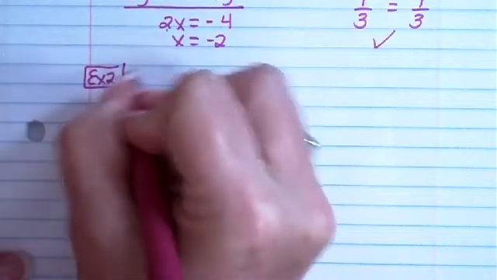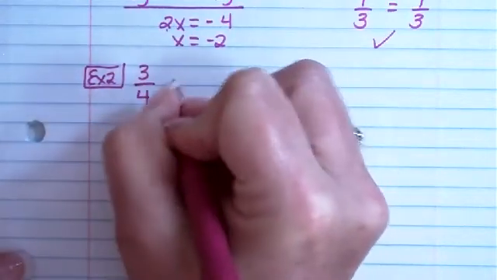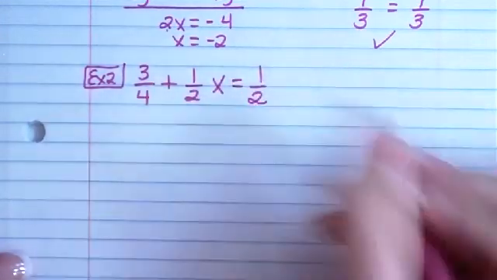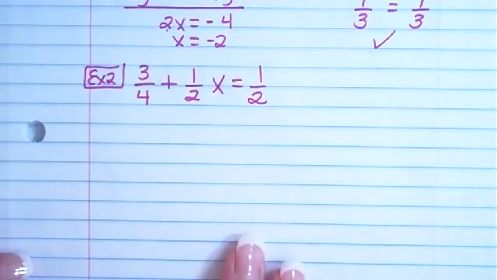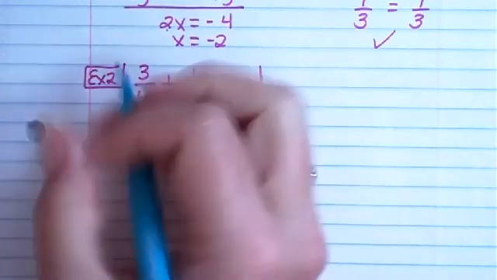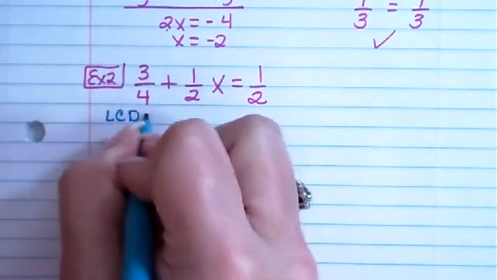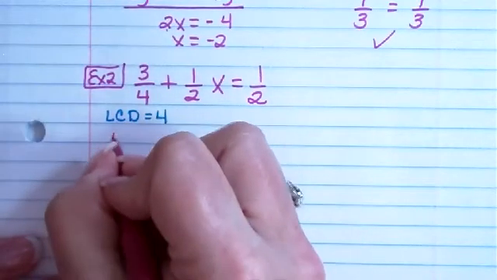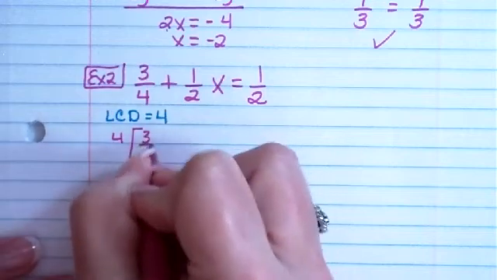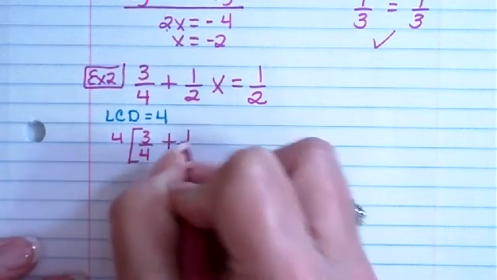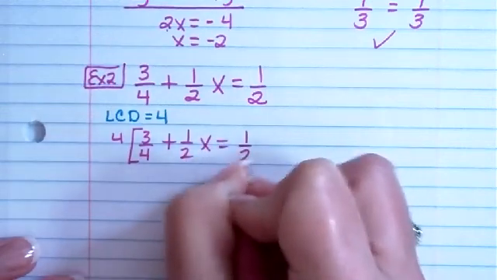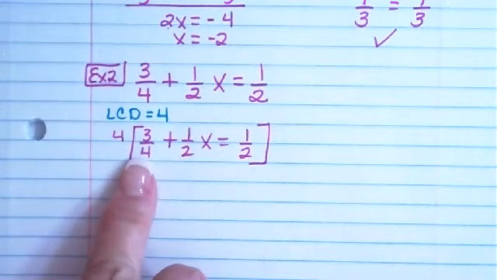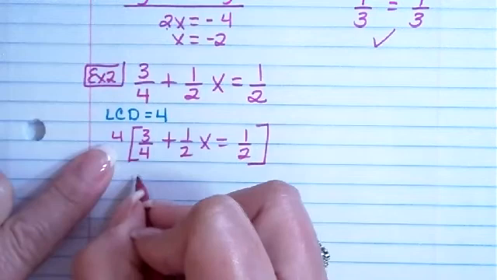Okay, now example 2 is going to be 3/4 plus 1/2 x equals 1/2. Again, I'm going to multiply by my LCD. My LCD in this case is 4. So when I multiply, I'm going to have 4 times 3/4 plus 1/2 x equal to 1/2. Now I'm going to distribute. Remember, if we multiply by 4 and divide by 4, they will cancel each other out, and that just leaves me with 3.